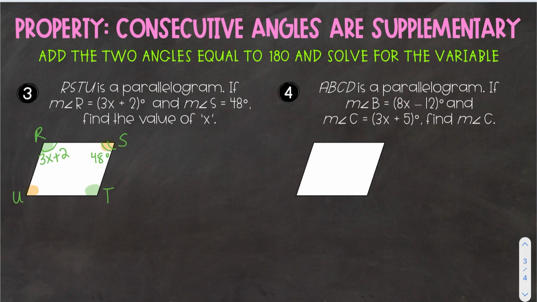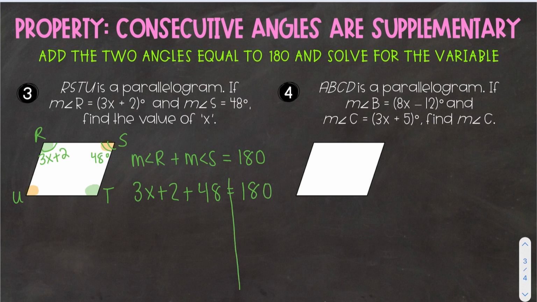So a way to set it up would be the measure of angle R plus the measure of angle S is equal to 180 degrees. So now let's go ahead and solve for x. Angle R is 3x plus 2. And now let's add angle S, which is 48 degrees, and we're going to set it equal to 180.